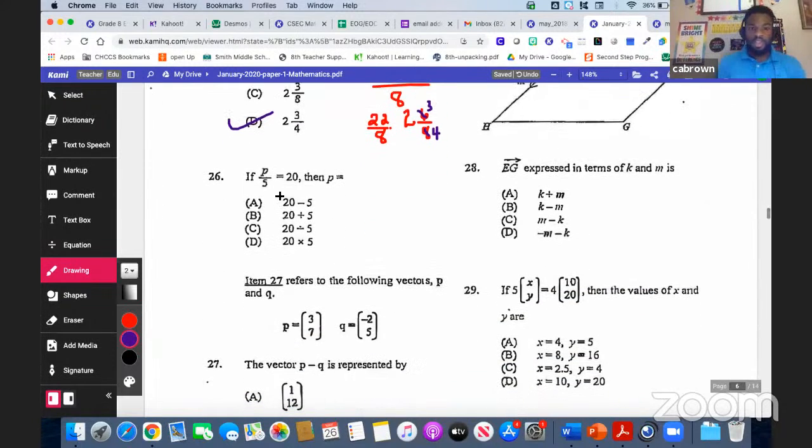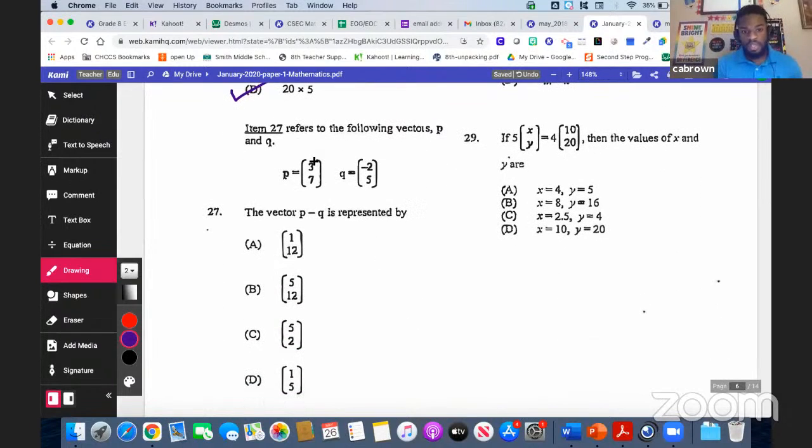26. If P over 5 equals 20, what is P? Pretty much we can go ahead and multiply 5 times 20. Which of the answers is that? That's D. 5 times 20 is 100. Let's check our answer. If we have 100 and we divide it by 5, our answer would be 20. So we know that our answer is definitely correct.